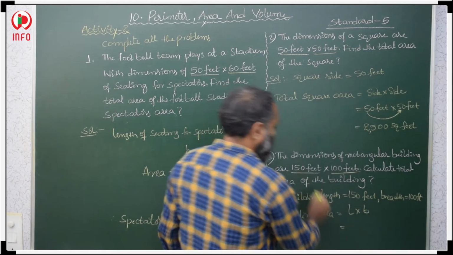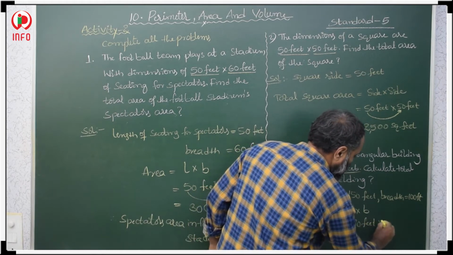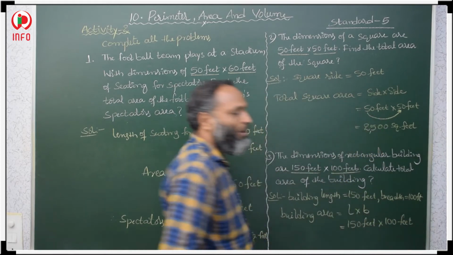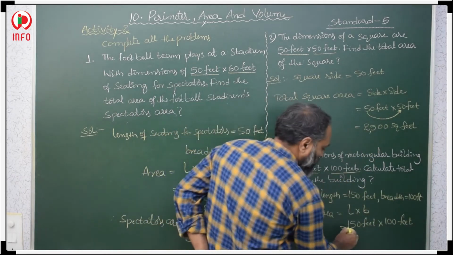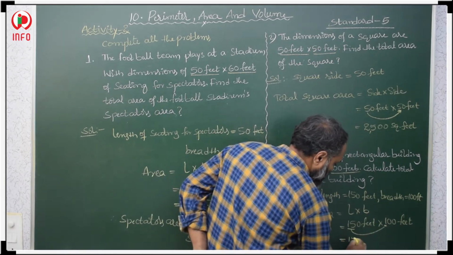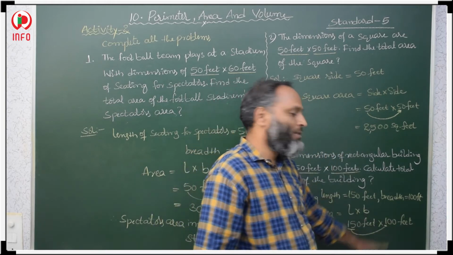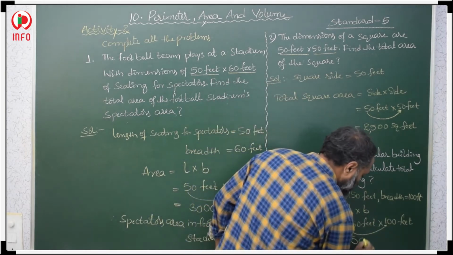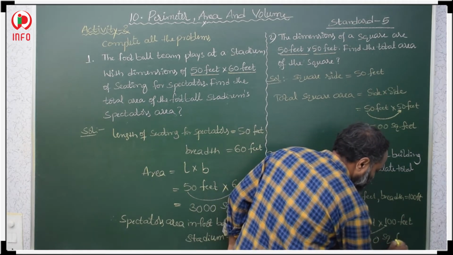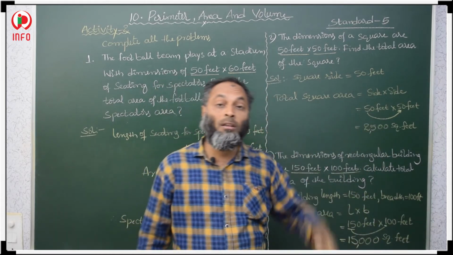What is the length here? 150 feet. Breadth is 100 feet. Then how to multiply? 15 we have to multiply with 1. 15 ones are 15. Here 1 zero and here 2 zeros. Total 3 zeros we have to write. 15,000 square feet. This is building area.